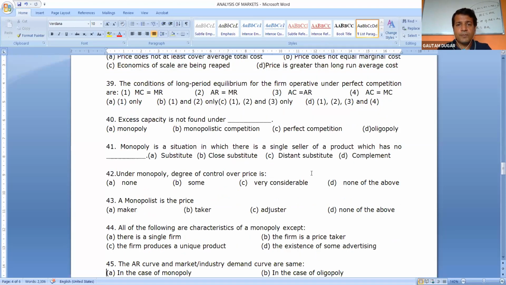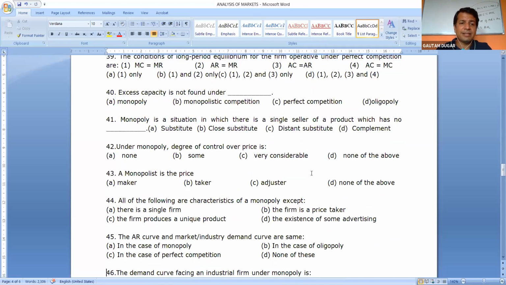Excess capacity is not found under which market? What is the meaning of the word excess capacity? Excess capacity means that whatever productive capacity is installed, the firm is utilizing less than that. That is, the firm is not producing the optimum level of output. And in perfect competition, there is no excess capacity.